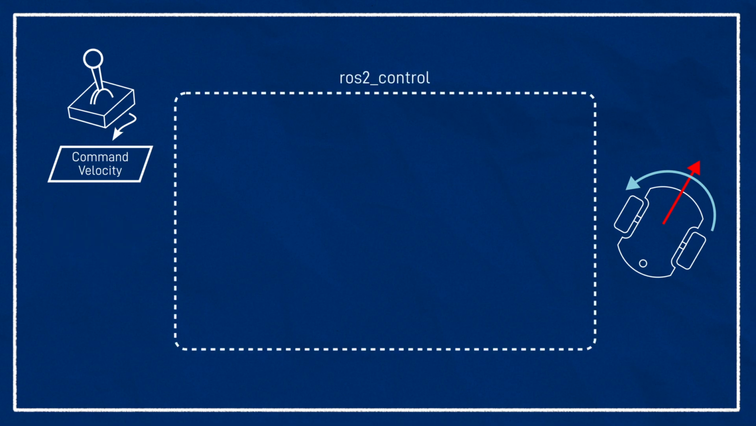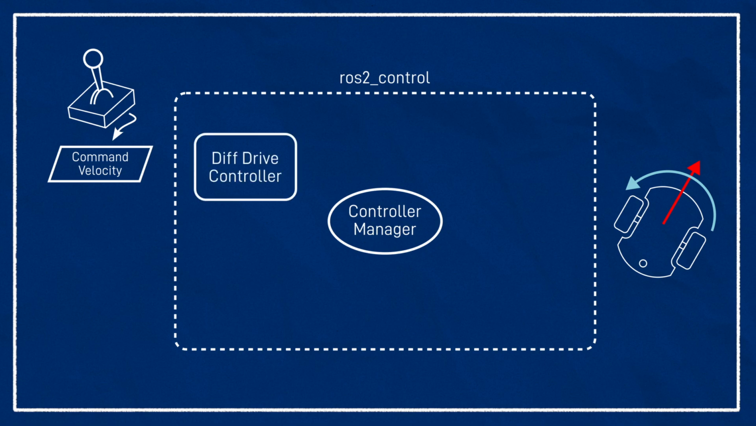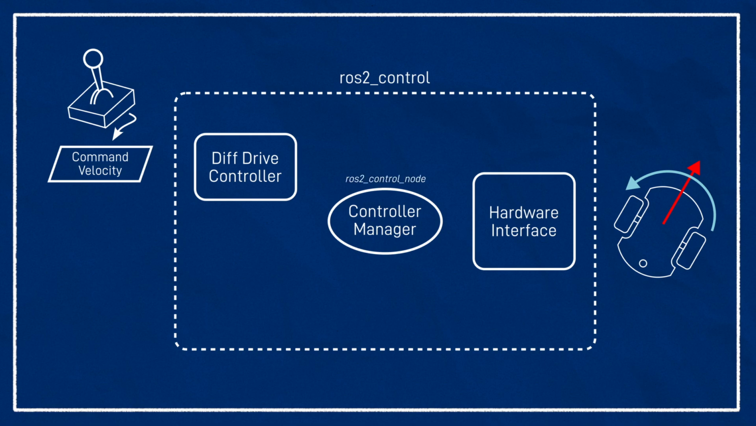And this little ecosystem consists of 3 main parts. In the middle, we've got the controller manager, then on the left-hand side, we've got the differential drive controller, and on the right-hand side, we've got the motor hardware component or hardware interface. The controller manager is a node that's provided for us by the ROS2 control libraries. The diff drive controller is also provided for us as a plugin in ROS2 controllers, although we could write our own one if we wanted to. And the hardware interface is a plugin that we need to provide ourselves.